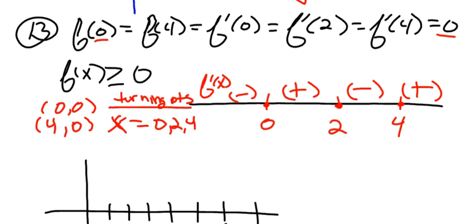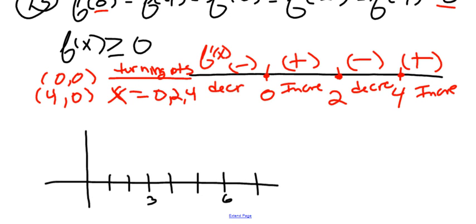So knowing this, increasing, decreasing, decrease, increase, decrease, and increase. All right, knowing this, let's try to give a sketch. Knowing I have to go through 0, 0, the point 4, 0. Knowing I have to turn here at 2 and at 0 and at 4. I have to turn at all of these. I have to go through these 2 points.